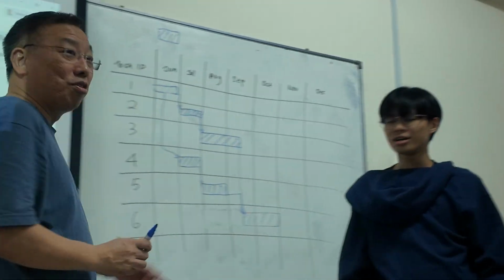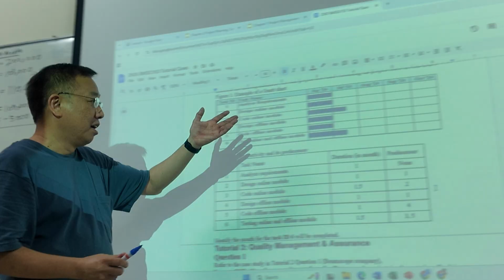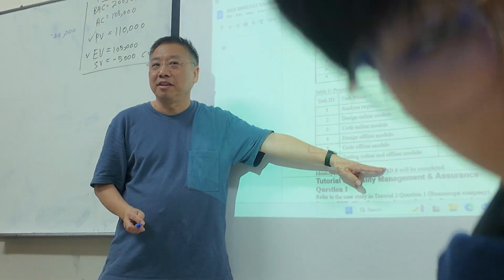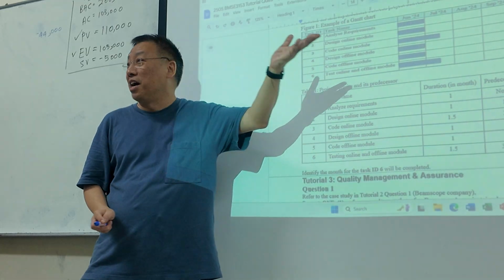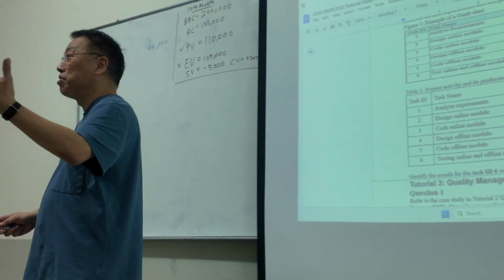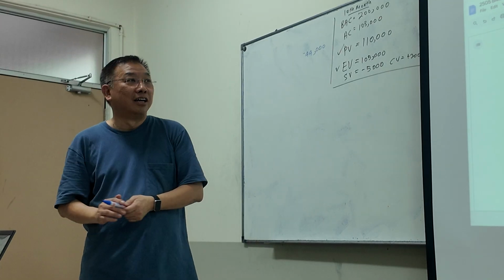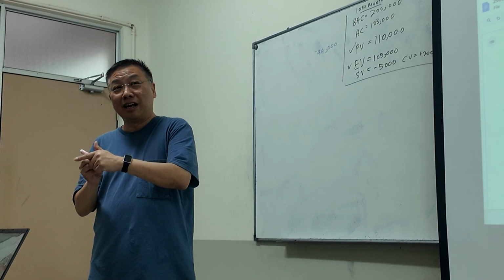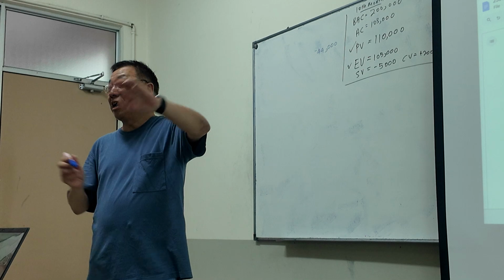Okay. So now you see the completion. So the question is, when will task ID 6 complete? October. So that's the answer. Okay, so if you had to do it manually, this is how you would do it, right? So I think it's very straightforward. And we are done early.